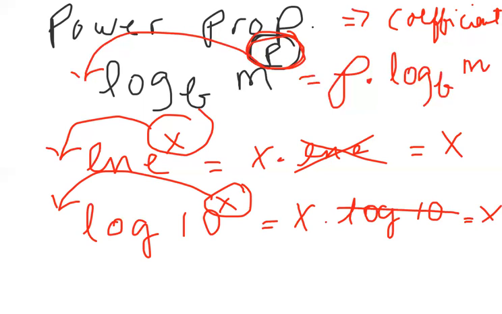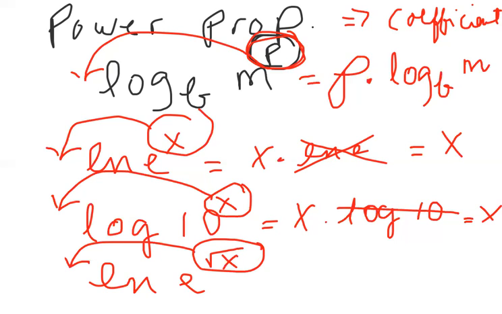We saw this one earlier, guys. Natural log e to the square root of x. Same thing. The square root of x becomes a coefficient. So you have the square root of x times natural log e. Natural log e cancels out, leaving you with the square root of x. Okay? So this property right here explains why we had those basic properties from earlier, guys. So that's why I wanted to get to this one right here.